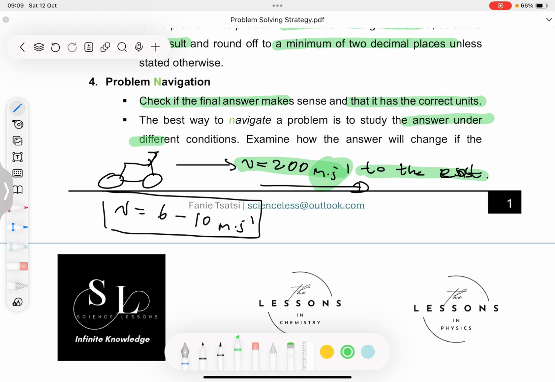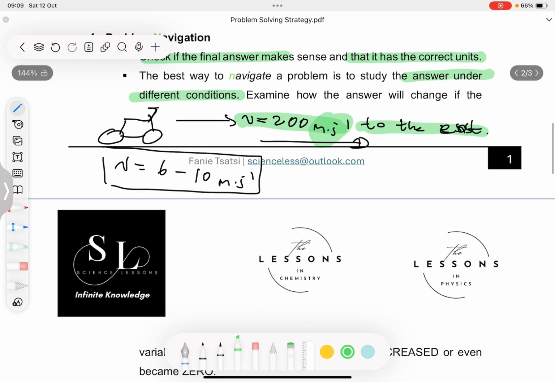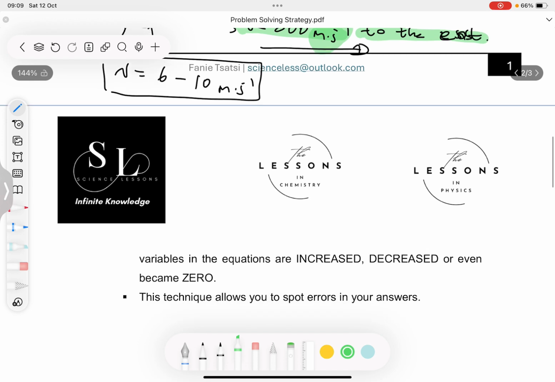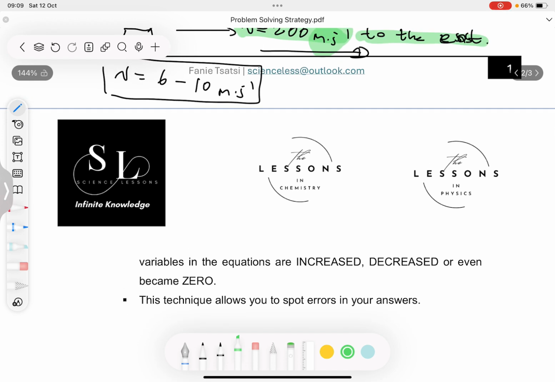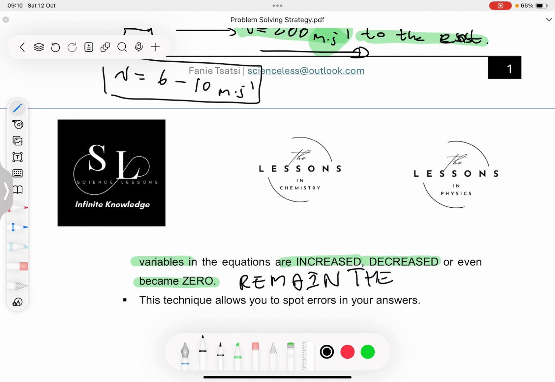Another way to navigate a problem really is to look at your final answer under different conditions. So what you do is that you look at other variables in your calculations to say if those variables change, how will your final answer change? Will your final answer increase, decrease, or become zero? Sometimes we even say remain the same. Will it remain the same? You look at how it will behave.